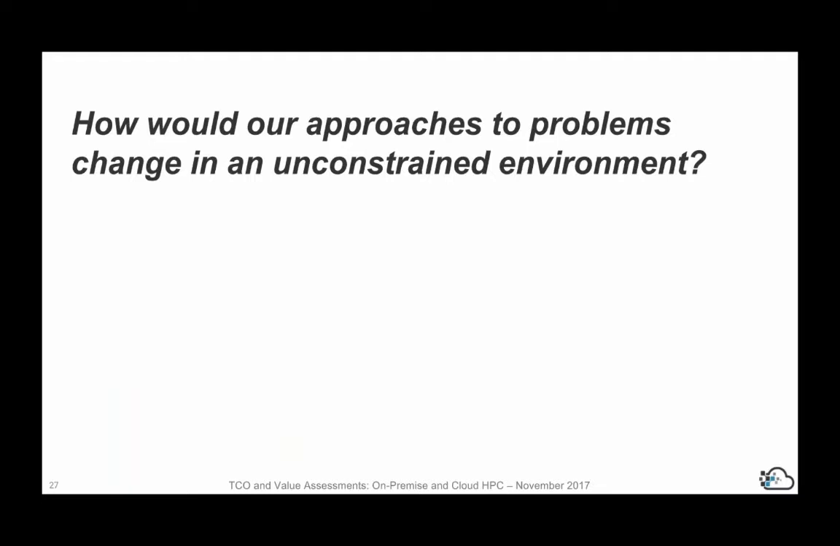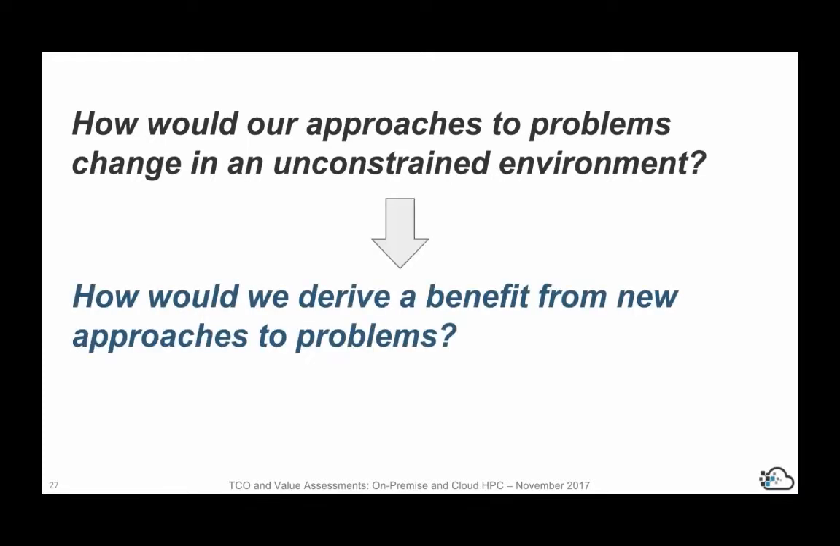The question is the flip side to what hidden costs are you incurring when a research team determines that it would simply take too long to explore a range of cases that could optimize a process. The question is, how would approaches to problems change in an unconstrained environment? And in terms of value, how would your organization derive a benefit from these new approaches?